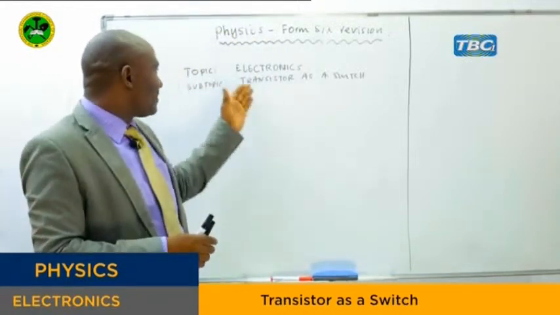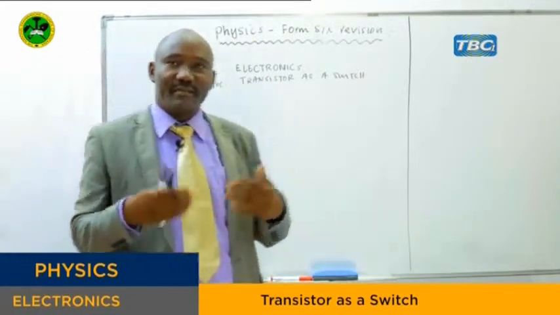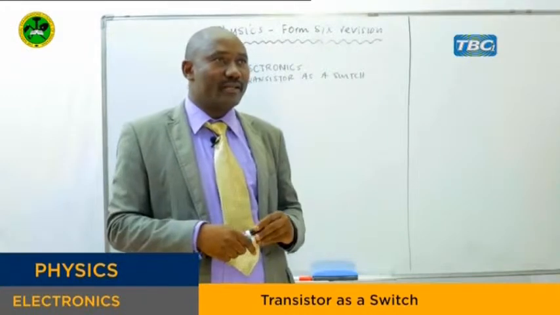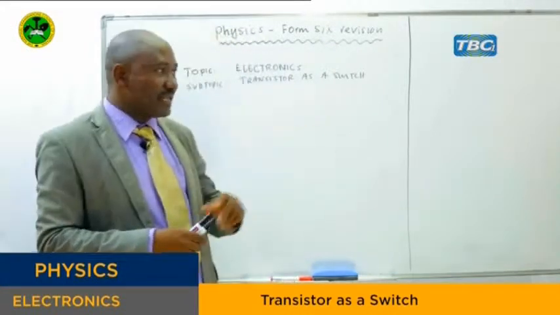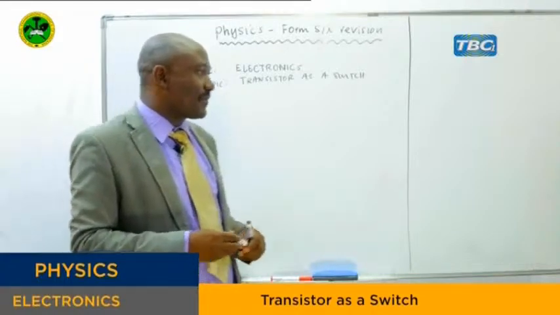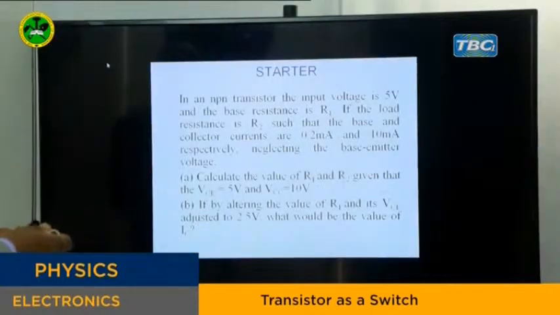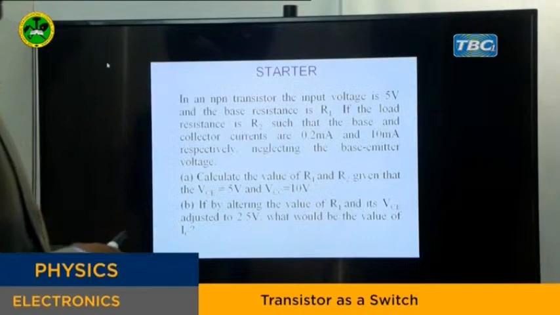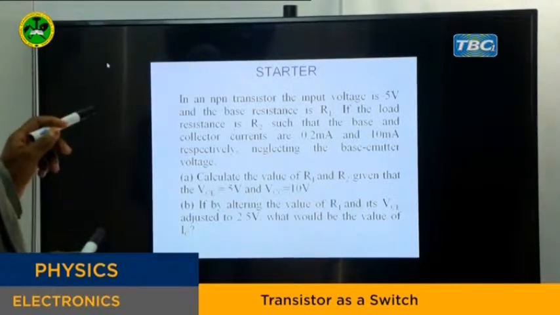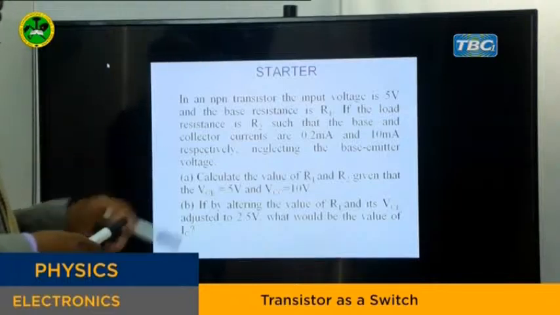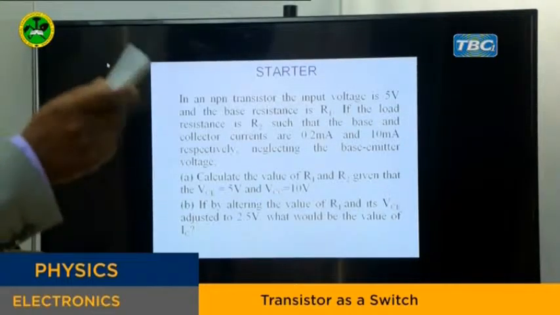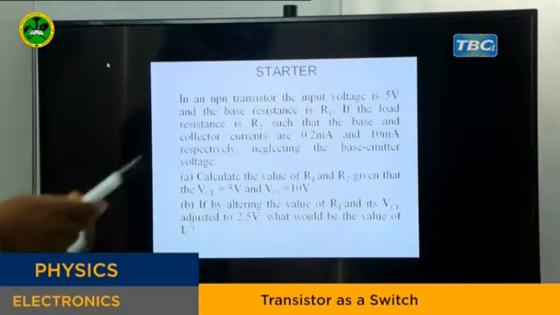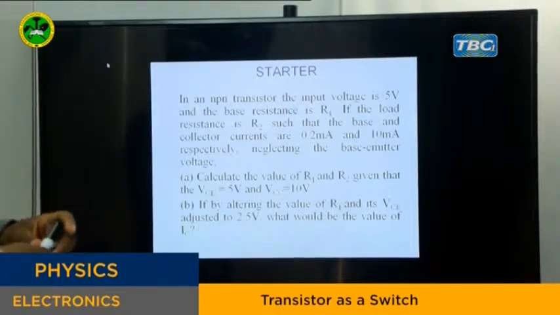Before we start this part on the transistor as a switch, let us remind ourselves of what we discussed in part 1 of this topic. Let's have this as a start. The question says, in an NPN transistor, the input voltage is 5 volts and the base resistance is R1. If the load resistance is R2, such that the base and the collector currents are 0.2 milliampere and 10 milliampere respectively, neglecting the base emitter voltage. This is the information that we're given. We want to test whether you remember what we discussed in the previous subtopic on the transistor.